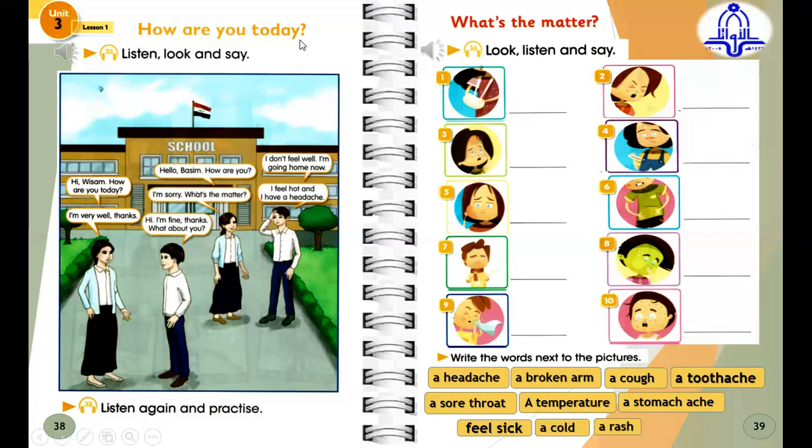كيف حالك اليوم? What can you see in this picture in the middle part of this page? We can see Dania and Wissam. Also, we can see Hiba and Basim. They are at the school. So we have two conversations between Dania and Wissam, Hiba and Basim. They are talking about their health and what are some problems with them. So we should listen to track 33, listen, look, and say, then we should read the conversations between them. Now listen to track 33. Track 33. Listen, look, and say.